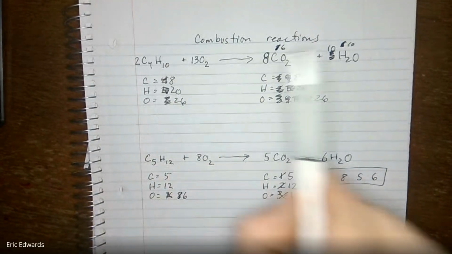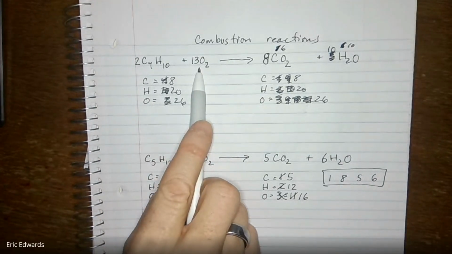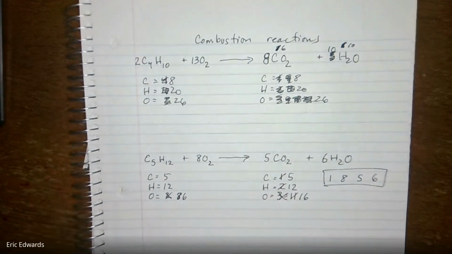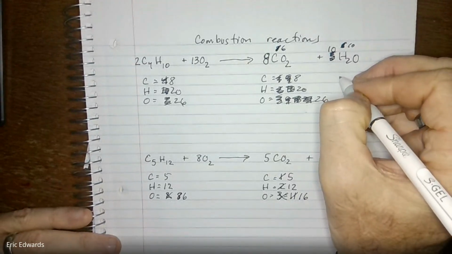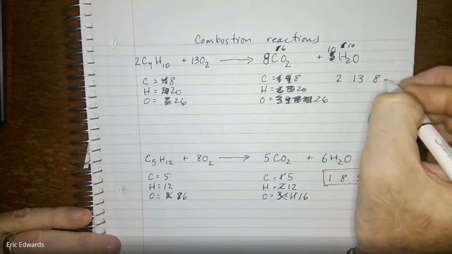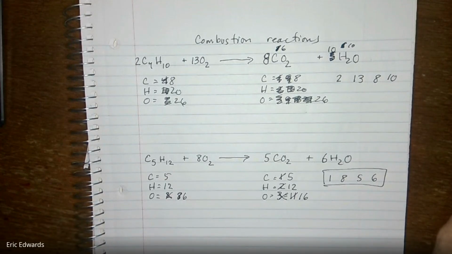What goes in must come out. So it gives me 2 butanes plus 13 moles of oxygen yield 8 moles of carbon dioxide and 10 moles of water. Okay, and that's what that says. And the answer to this one is 2, 13, 8, and 10. And that is combustion reactions. And I hope that helped.